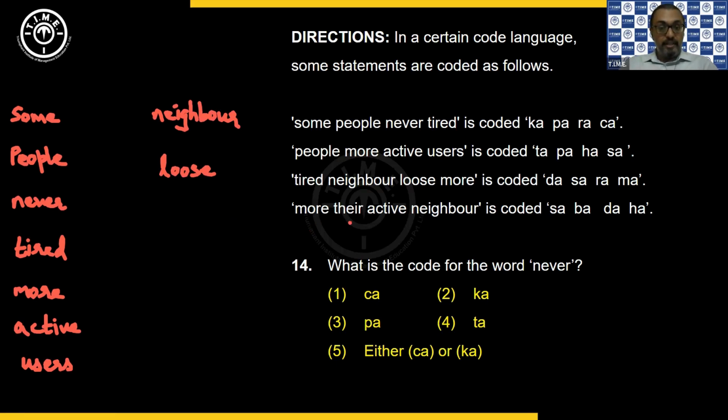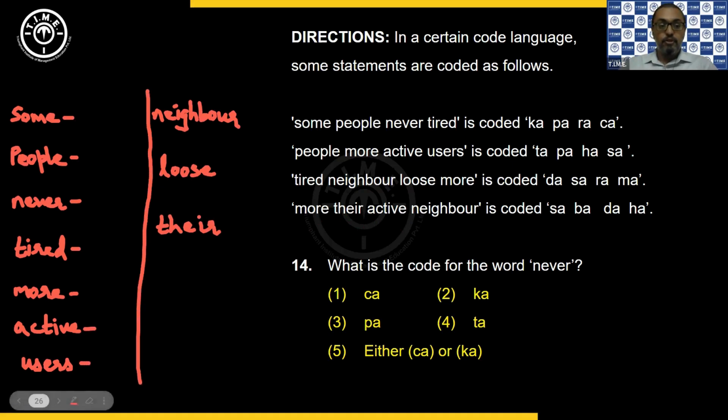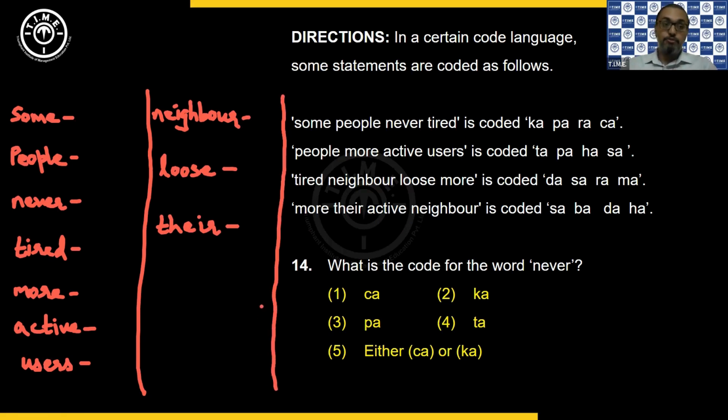Then more, their, active, neighbor. So more is already there. Their, that is a new word. Active is already there. Neighbor is already there. So these are all your different set of words that you have. So now based on these repeated words, we need to find the codes and take it. So we'll look into the codes and then we'll take those codes.